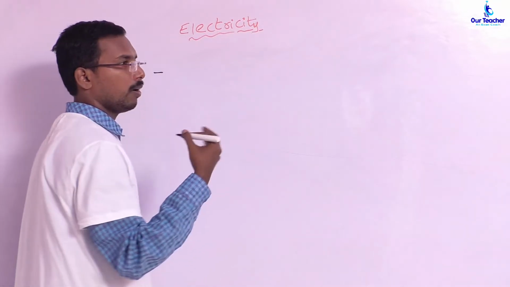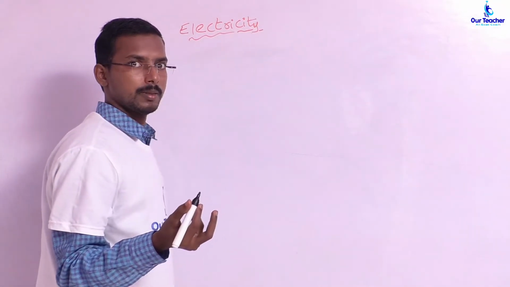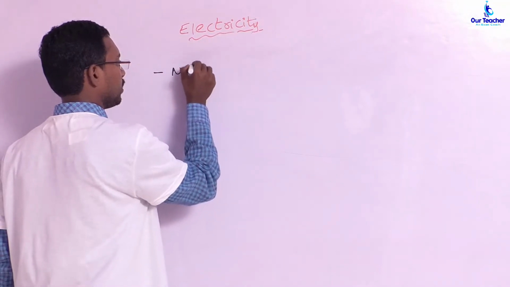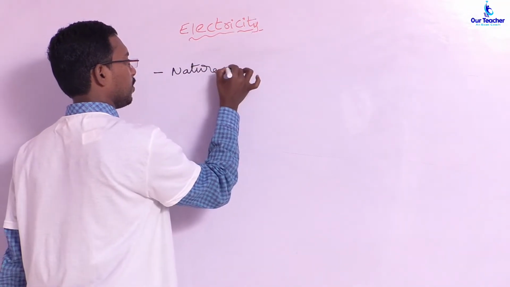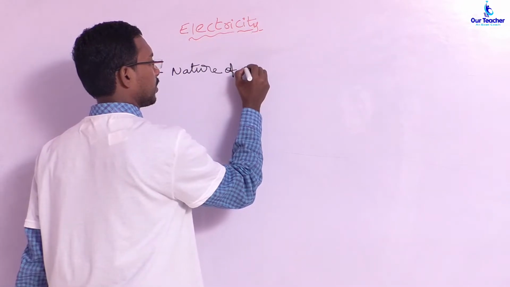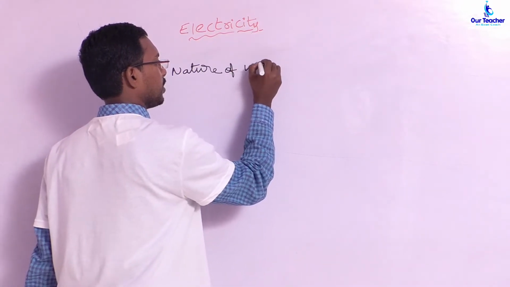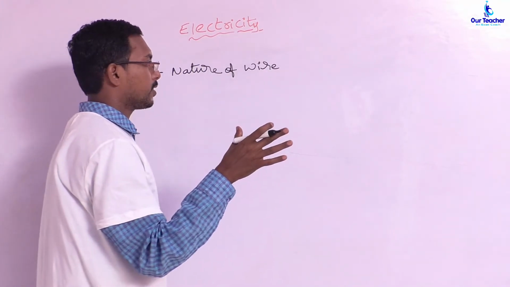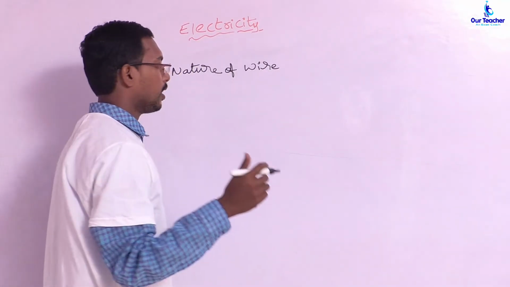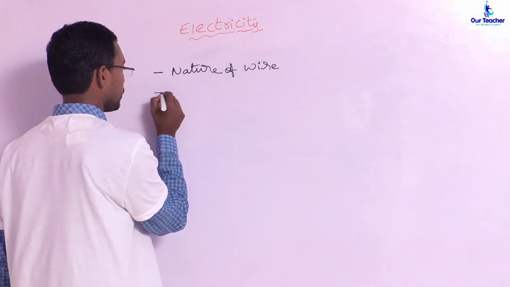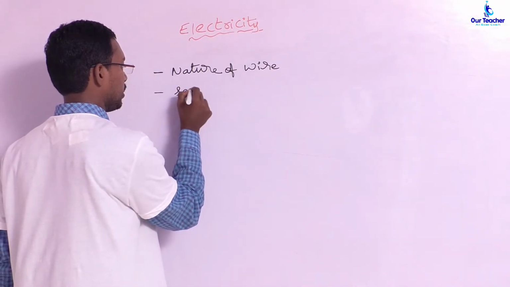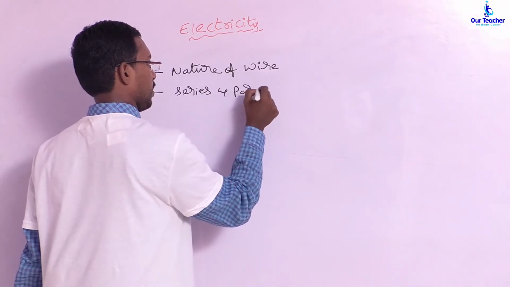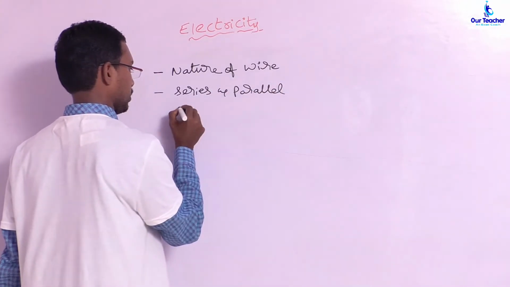How does the bulb in the simple circuit act depending upon the nature of the connecting device, which are nothing but wires? If the wire is a conductor, how does it act? And if the wire is an insulator, how does it act? We will see. Later we will see the concept of series and parallel connection.